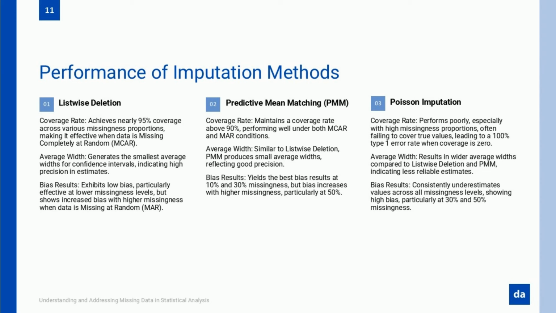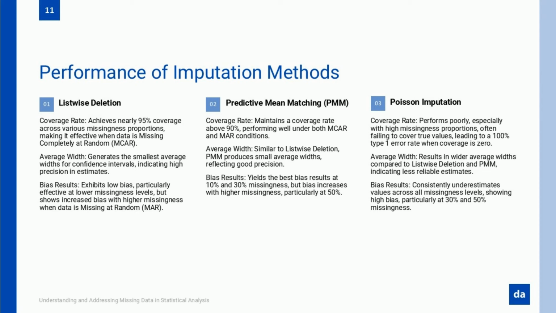When it comes to handling missing data, not all methods are created equal. Some move like sleek, powerful sports cars, fast, efficient, and ready to take on any challenge. Others, well, let's just say they wobble around like lame ducks, barely making it to the finish line. So buckle up as we take a closer look at three contenders: Listwise deletion, predictive mean matching, PMM, and Poisson imputation. Which one zooms past the competition and which one gets stuck in the slow lane?